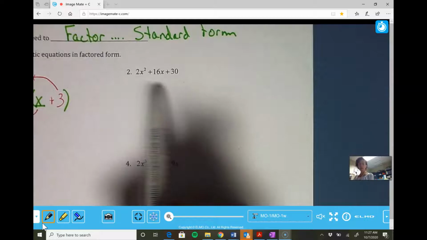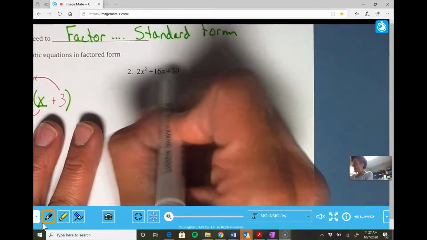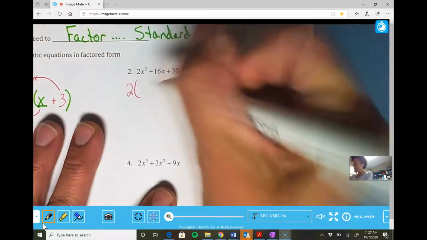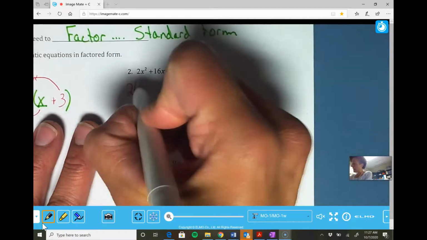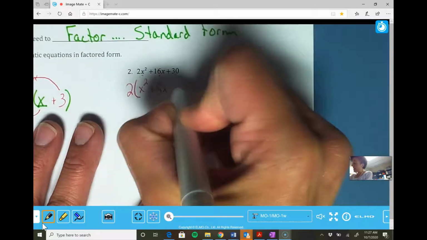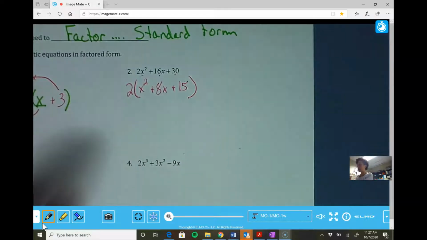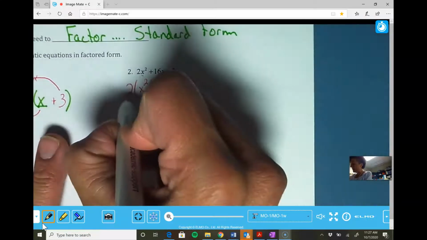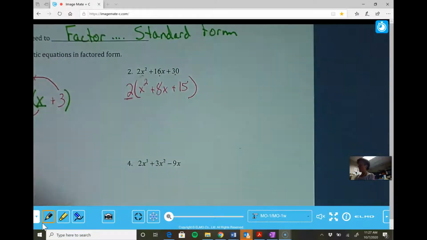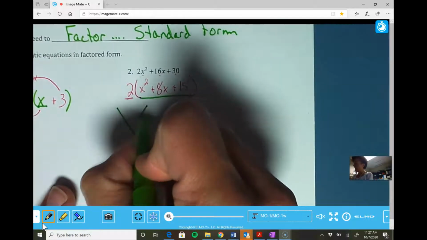The first thing I'm going to look for is a GCF. Always look for the GCF. So out of all of these, I can factor a 2 out, and then when I factor or divide a 2 out, I get x squared left. Divide that by 2, I get 8x, and divide that by 2, and I get 15. So of our factors, we have found one of them, okay? What we're going to factor now is this part, and this is what's going to help me make my x.